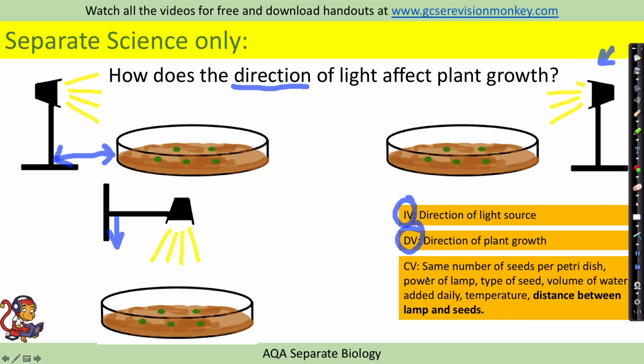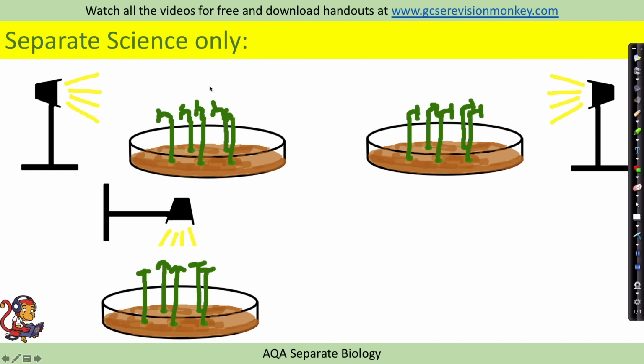Our control variables, important things as before, like the same number of seeds per Petri dish, the power of the lamp, the type of seed, the volume of water added, temperature, and in this case the addition of an extra one, which is the distance between the lamp and the seeds. And then because of phototropism and the response to light, we would have the plant growing and changing direction towards the light source. And in the exam you may well be asked to draw drawings of the seeds to show how you might predict them to grow as a result of a particular experiment, and in which case you would use clear pencil drawings.